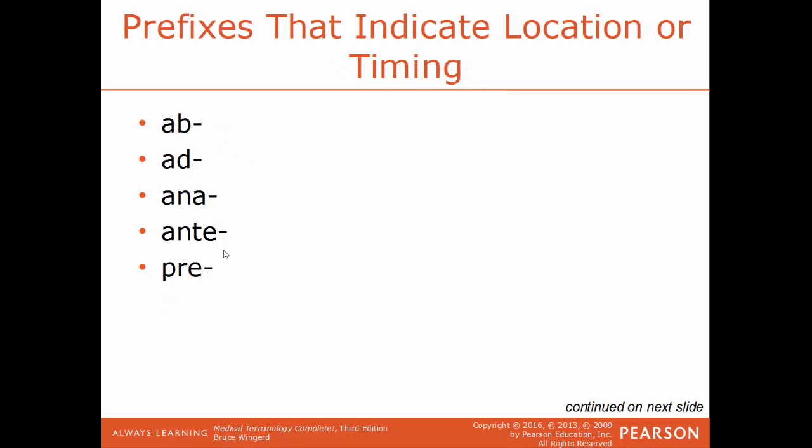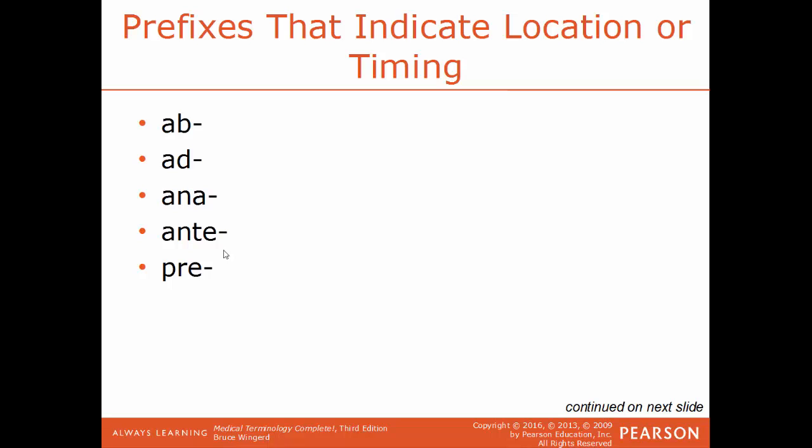Alright, prefixes that indicate location or timing. See ab, one we talked about before, moving away from. Then ad, moving towards. It's very common to get those two prefixes confused with one another, especially when you're talking about joint movements, abduction and adduction. Abduction going away from the midline of the body, adduction going toward the midline of the body. See, ana means either apart or up or backward. So if you're talking about cell division, for example, the phase anaphase is where the chromosomes will move apart from one another. They move away from one another.